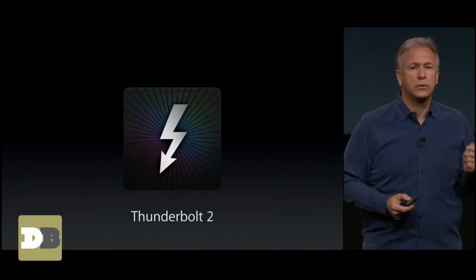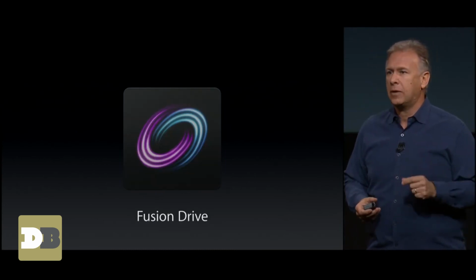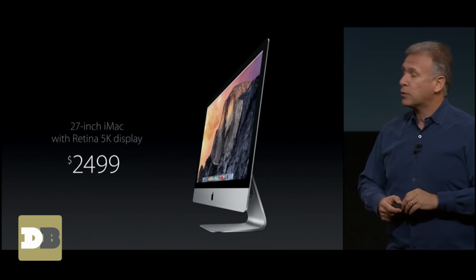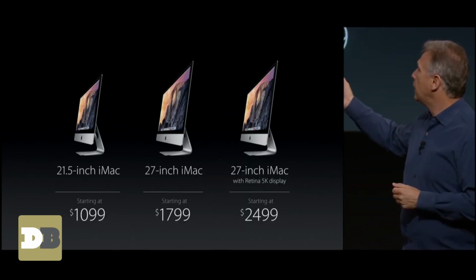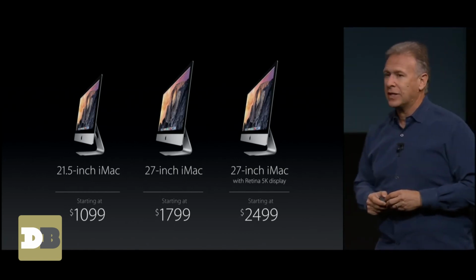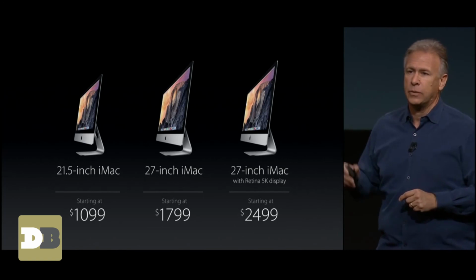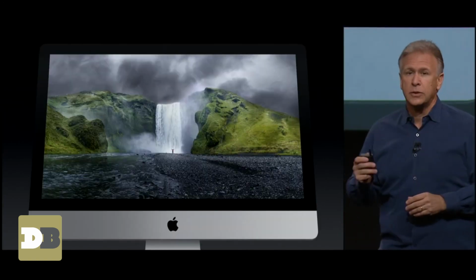It is now Thunderbolt 2, 20 megabit per second bandwidth per port. Standard terabyte Fusion drive. It's going to cost $24.99. And it starts to ship today. A 21.5-inch iMac starting at $10.99, 27-inch iMac starting at $17.99, and a new iMac with Retina 5K display at $24.99. We have one other small update today.